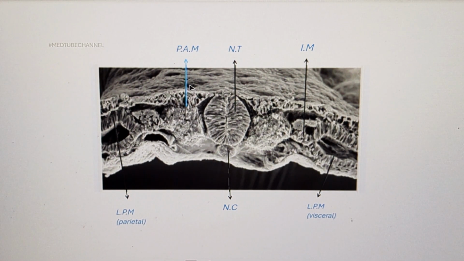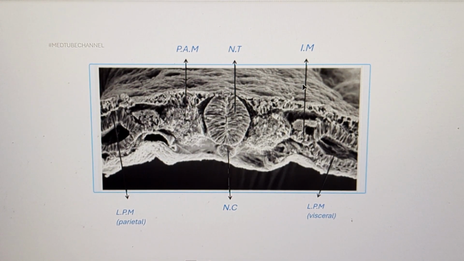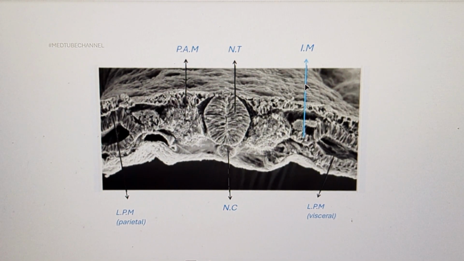Para-axial mesoderm forms somites, which differentiate into vertebrae, ribs, and skeletal muscles. Next, intermediate mesoderm, which develops into structures of the genitourinary system, including kidneys, testes, and ovaries.